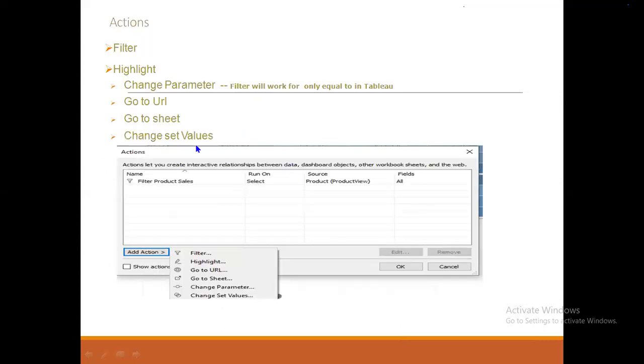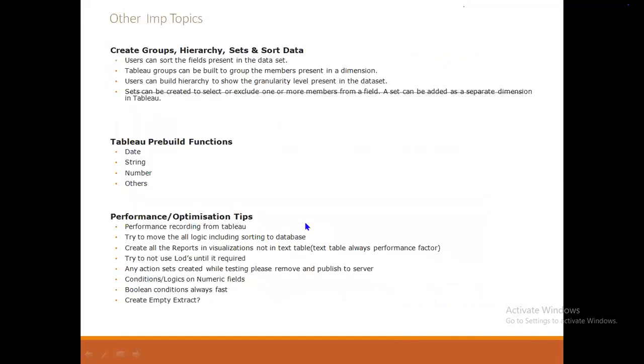Next, action. Action means you can jump from one sheet to another sheet. That is the action. So filter, highlight filter, go to URL, sheet, change set values. These are the action filters, right? Next, this is the topic I covered already: creating groups, hierarchy, sets, sorting. So this is the data string number. These are some Tableau important queries. This is about Tableau desktop related queries.